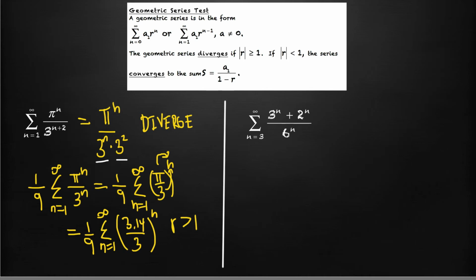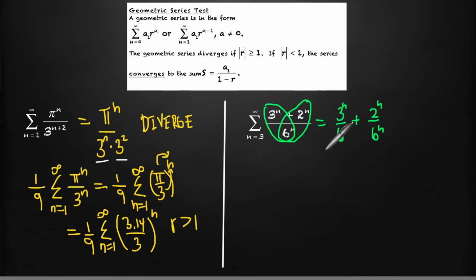And we have here 3 to the n plus 2 to the n over 6 to the n. Once again, not so obvious what it's doing. Make sure you don't make this numerator 5 to the n, because you can't do that whenever you're adding exponential functions. So we're going to have to break this up, and divide the 6 to the n into the 3 to the n, and then divide it into the 2 to the n. So we're going to write this as 3 to the n over 6 to the n plus 2 to the n over 6 to the n.